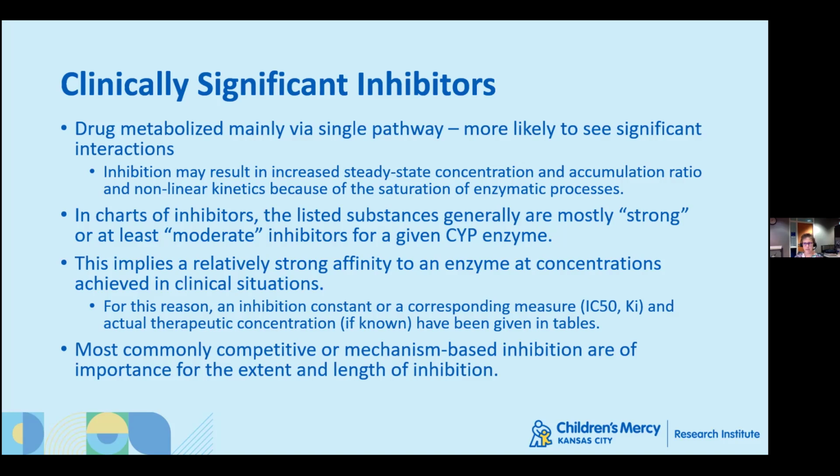Variables that you might see would include the IC50 or Ki, and sometimes these are included in tables. We'll show you a couple of those. The Ki is a variable that tells you how strongly a medication binds to that enzyme, the concentration at which 50% of those sites for drug metabolism would be blocked by that particular substance. And most commonly, we're going to see competitive or mechanism-based inhibition when we're talking about clinically significant inhibitors.